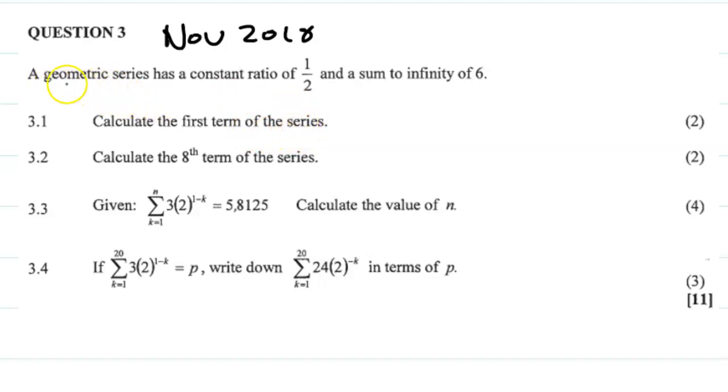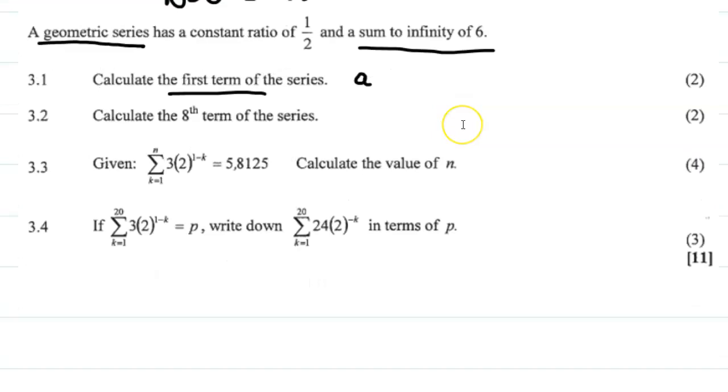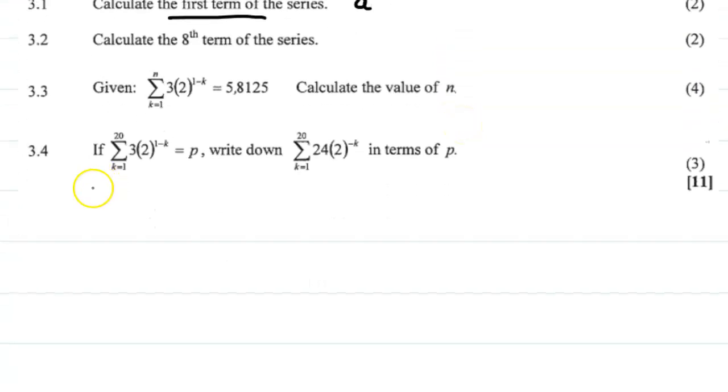In this particular question, the most important thing is to understand that this is a geometric series, and a geometric series has a constant ratio. They're also telling us that it has a sum to infinity which is equal to 6. They want the first term of the series. Therefore, they want us to find A. So for 3.1, this is how we're going to approach this question.